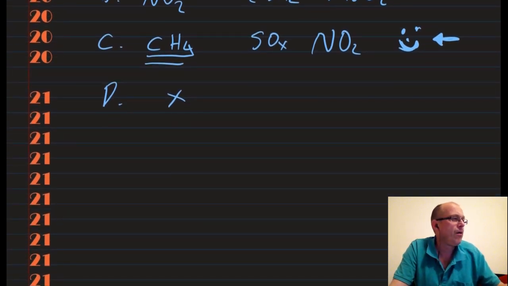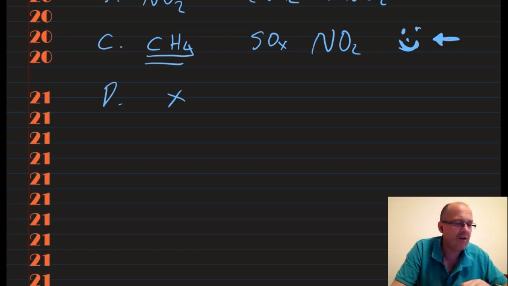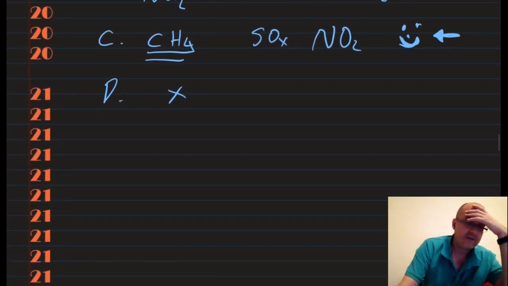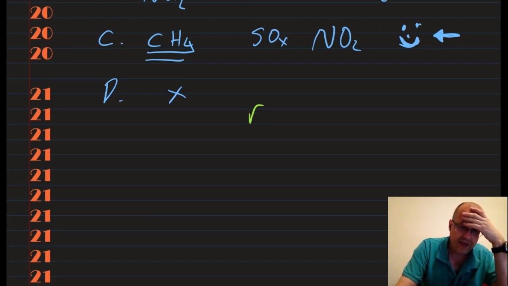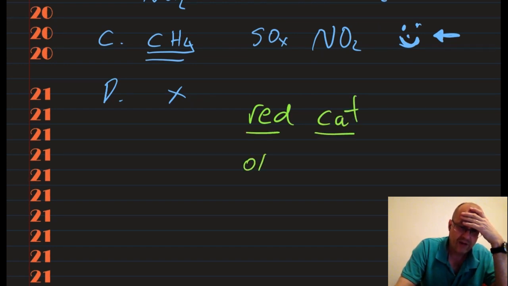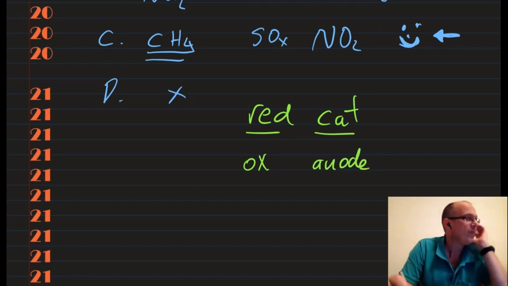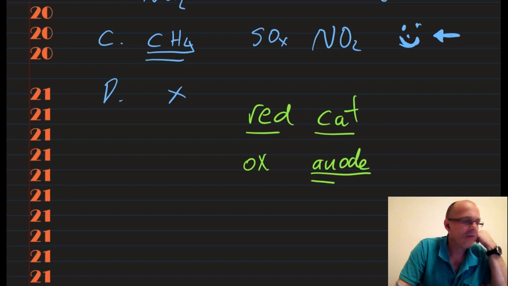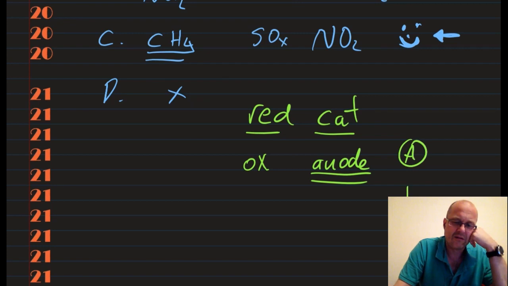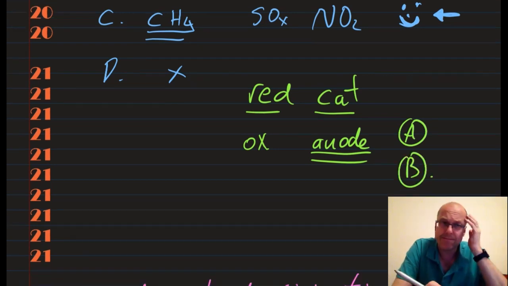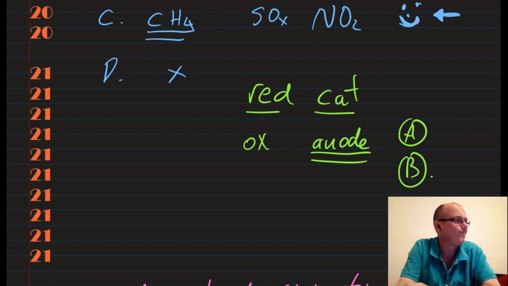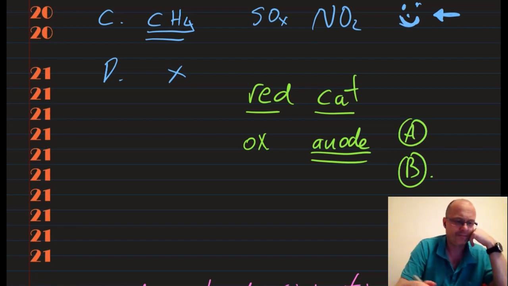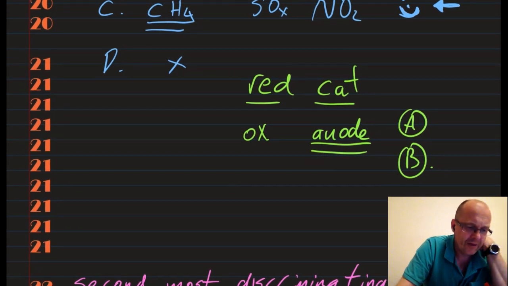21. I hate this question. Where does oxidation occur of a voltaic cell? Okay, let's have to work that out from first principles. Actually, you could do red cat. Reduction happens at the cathode. So then oxidation happens at the anode. Is that enough? Where does oxidation occur? At the anode. Okay, so that just takes me to A and B. Okay, so voltaic cell.